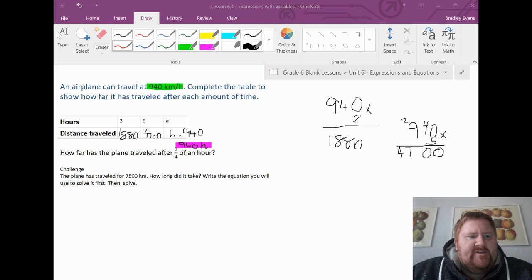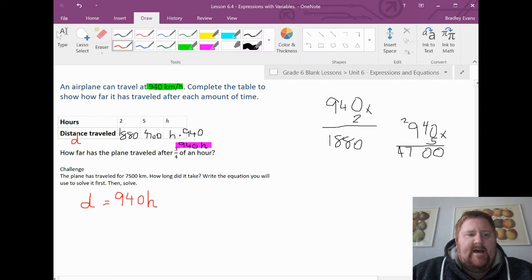Okay, the second part of our question says, how far has the plane traveled after 3/4 of an hour? I'm going to go ahead and give distance the variable of d. It's something that we don't know. So how far has the plane traveled? Well, d. Now we have our equation. It's going to be equal to 940 times h. All right, distance equals 940 times h.